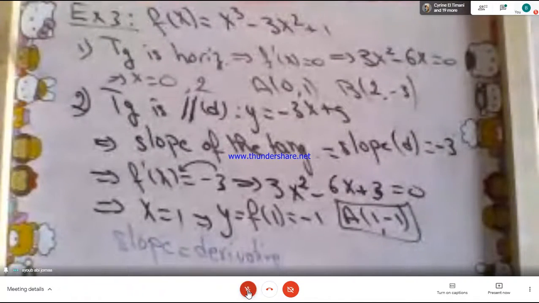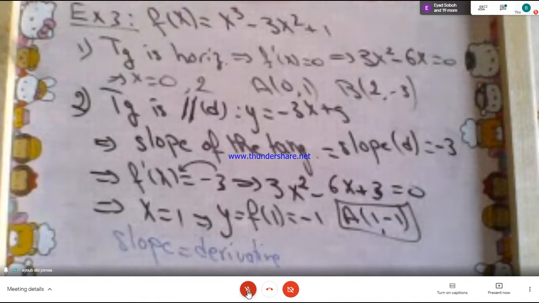This is a rule. You should have memorized this. The slope of the tangent line is the derivative of the function at the given point. Okay.